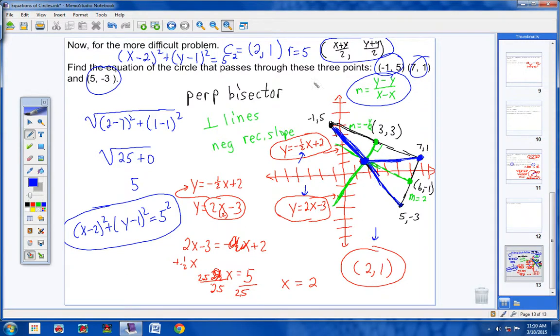Then, once you have your center, once you have your distance, that's your radius, so you have your center, you have your radius, so then you draw or write your circle equation.